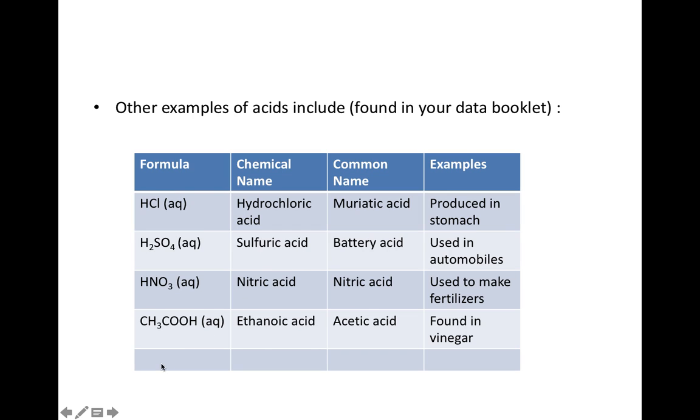Other examples of acids are found in the table below. I'm not going to go through each one of them. You can read it for yourself. But what you have on the left-hand side is the chemical formula. Then you have the chemical name, so the name of the acid, and then a common name and some examples. So for example, the formula for hydrochloric acid is HCl. The chemical name is hydrochloric acid, and the common name is referred to as muriatic acid, and it's produced in the stomach.